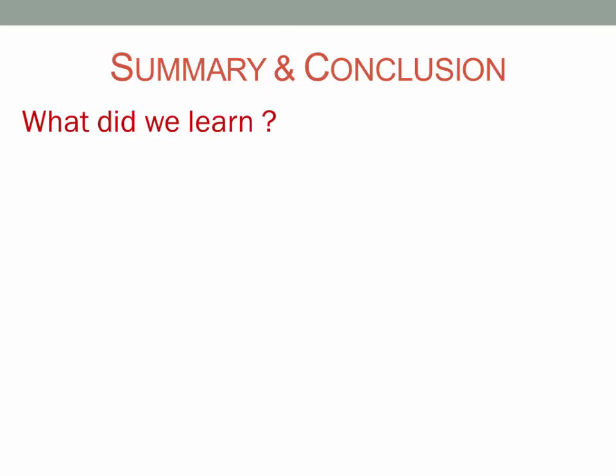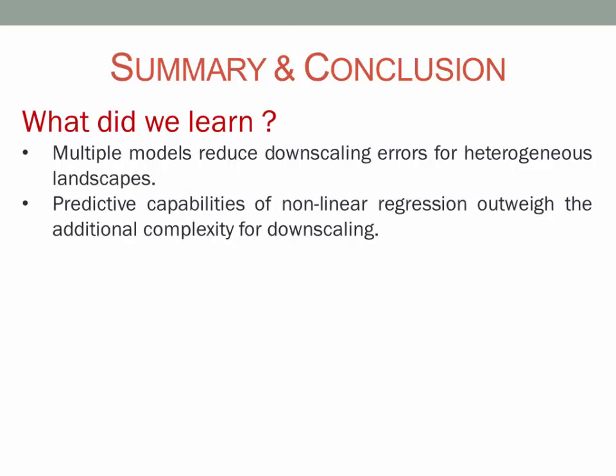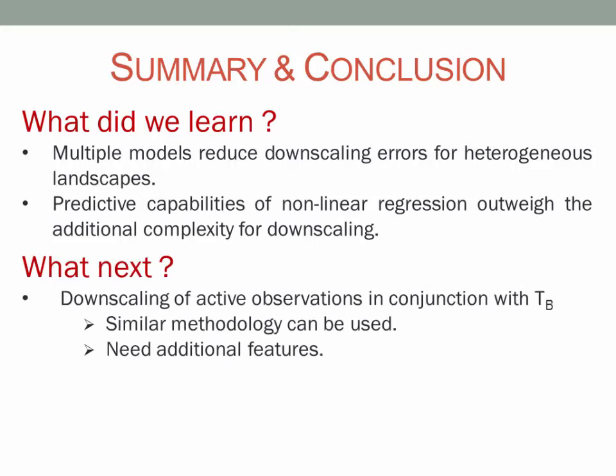So what did we learn from this algorithm? The very high level overall thing that we learned from this algorithm was that multiple models always work better than single models for downscaling. The predictive capabilities of having a nonlinear regression outweigh the additional complexity that it poses. And what we want to do after this is use active observations, so radar observations, in conjunction with brightness temperatures. And for that, we do need new features, and we are working on that.